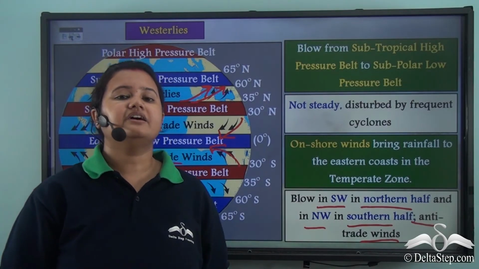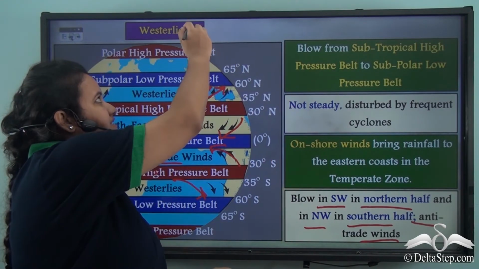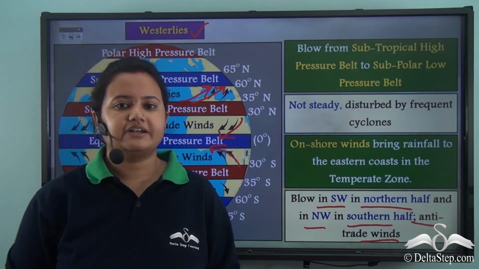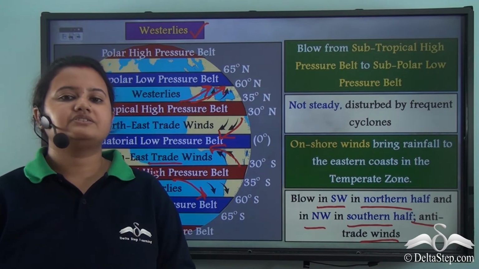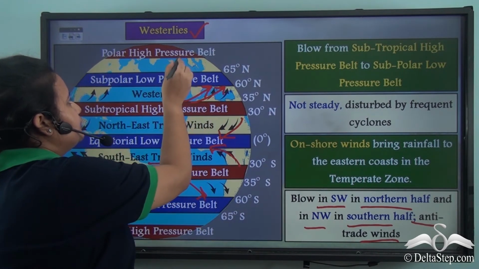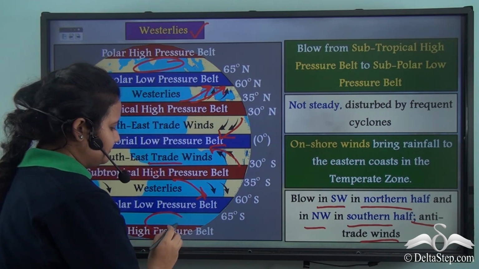So these are the characteristics of westerlies. We will next study another type of planetary winds that are prevalent in the polar region.